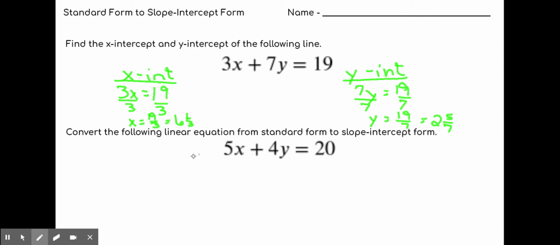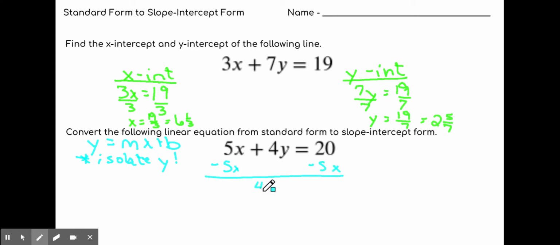So if I have 5x plus 4y equals 20, and I want to put that in slope-intercept form. Well, we know slope-intercept form is y equals mx plus b. So what we need to do to put this in slope-intercept form is we need to isolate y. That's going to be our goal, is to isolate y. So here's 4y. That means I need to move this 5x. So it's a positive 5x. I'm going to subtract 5x from both sides, and I get 4y equals negative 5x plus 20.